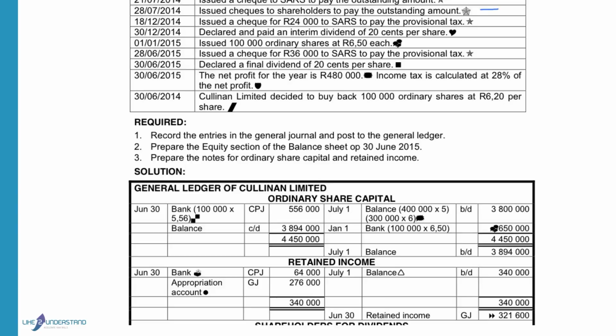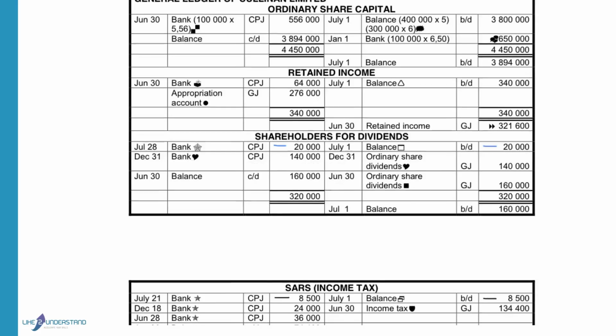If we look at our ordinary share capital account, the shares that we had in issue on the 31st of December were the 400,000 and the 300,000 that were issued in previous years. So the total number of shares issued on the date that the interim dividend is declared is 700,000 shares. And they declare a dividend of 20 cents per share.